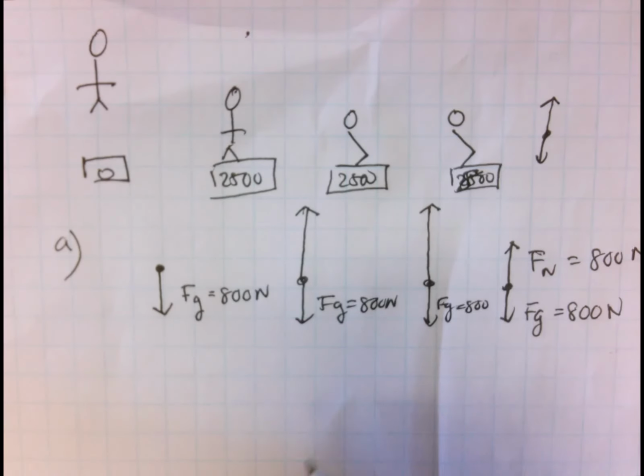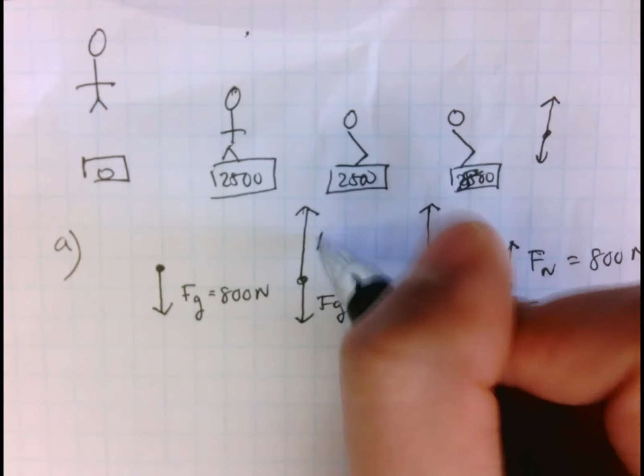And in the second and third scenario, we see that the scale reading is 2,500 newtons, and that's what the F normal will be.